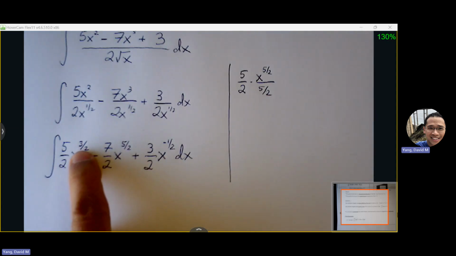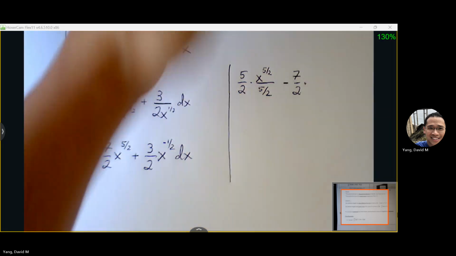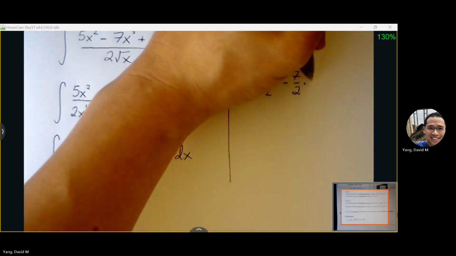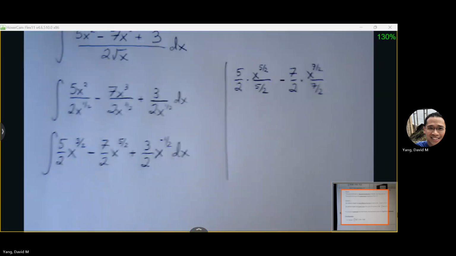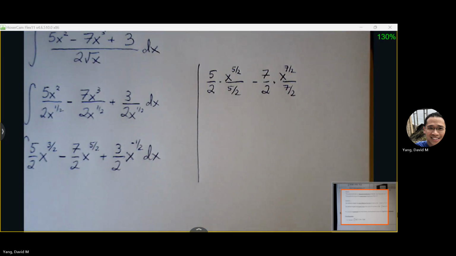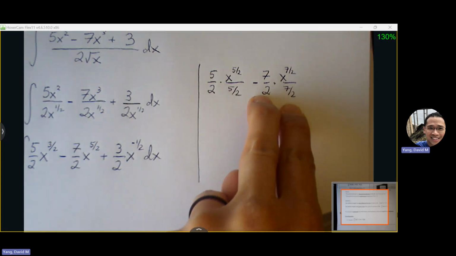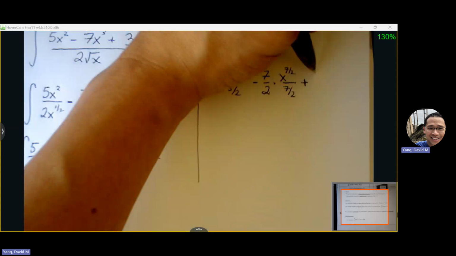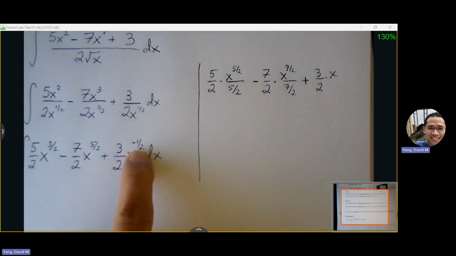So if I add 1 to 3/2, I get 5/2. Add 1 to 5/2, I get 7/2. And by the way, it's just a coincidence that these numbers are matching with the exponents here. I didn't mean for that to happen. No, we can't expect that to happen. 3/2 stays. Add 1 to this exponent.